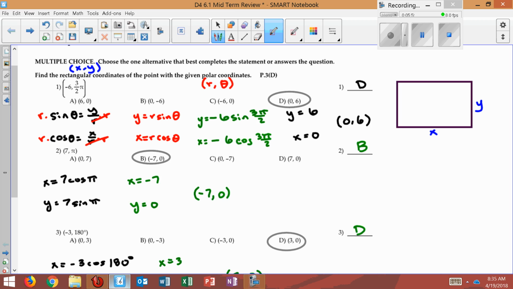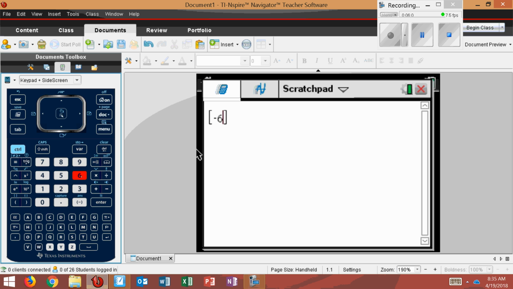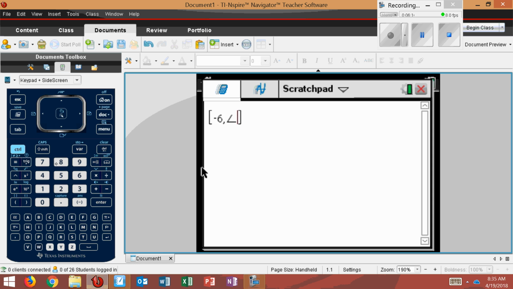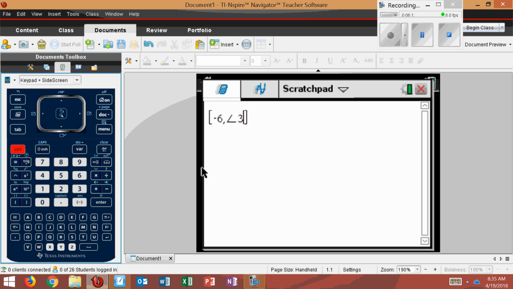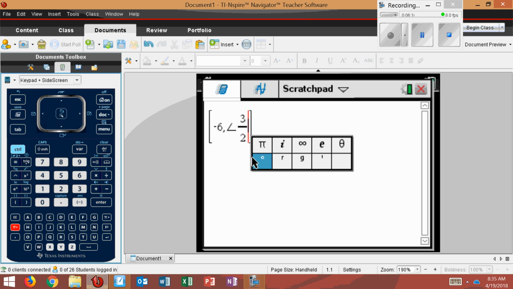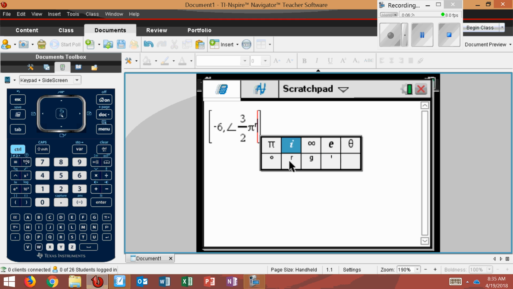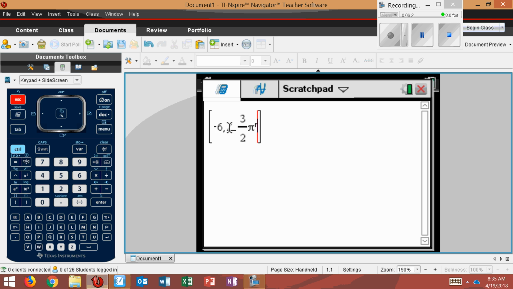It was -6, comma, and since these are in polar, you have to tell the calculator that by doing control book, and you press the angle button, and then you say 3 halves, and then they have the pi over here like this. Don't forget the radians button. There's 2 mistakes people make frequently when they do this: they forget this degree symbol or they forget the R. Now that's in polar.